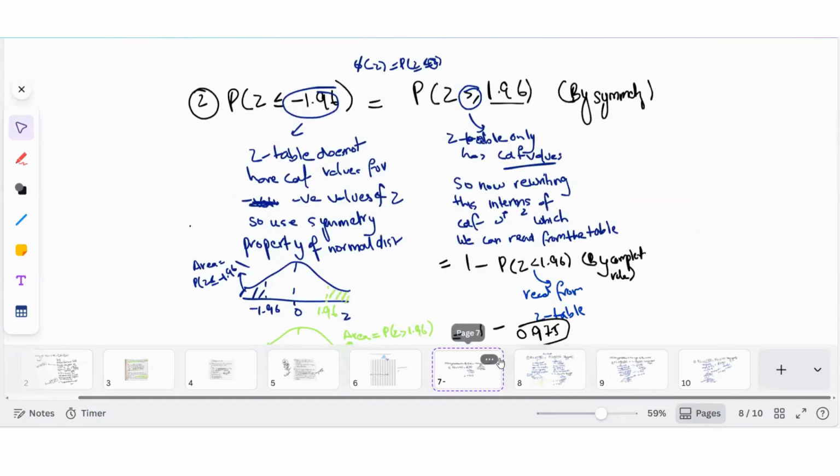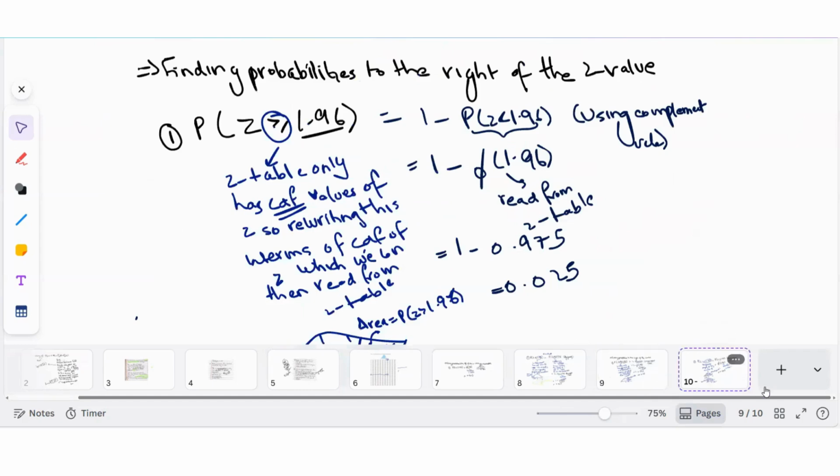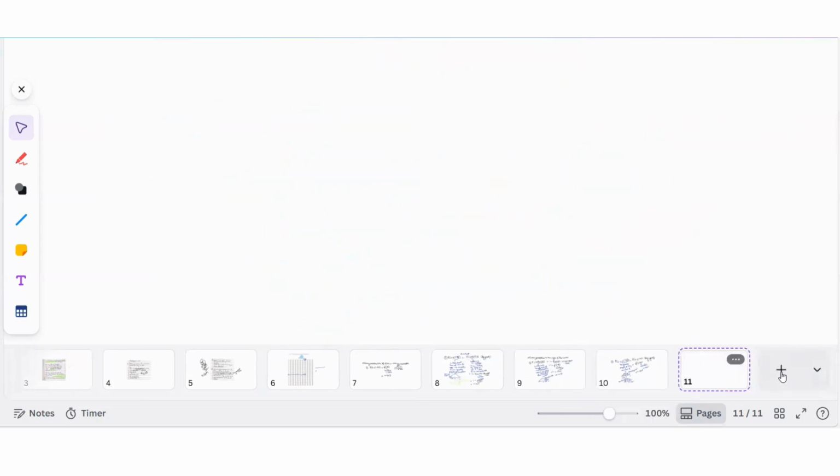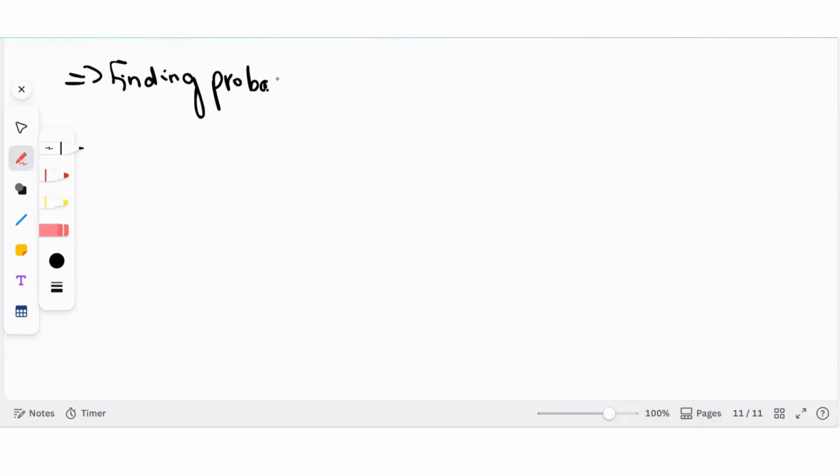So we looked at how to find a couple of probabilities to the left of the z value. Then we looked at probabilities to the right of the z value. Now I want to look at finding probabilities between two z values. Here we'll do one problem where it's between positive values, then between a positive and a negative, and then between two negative values.